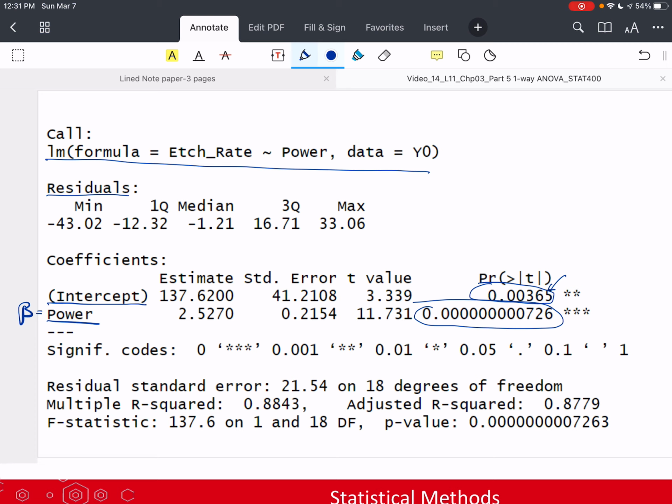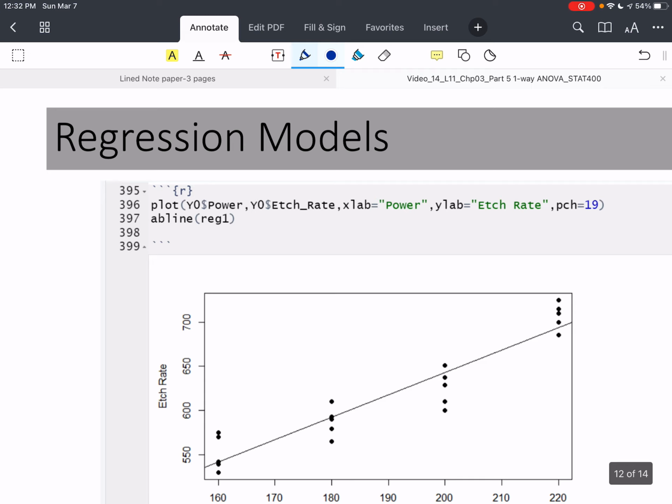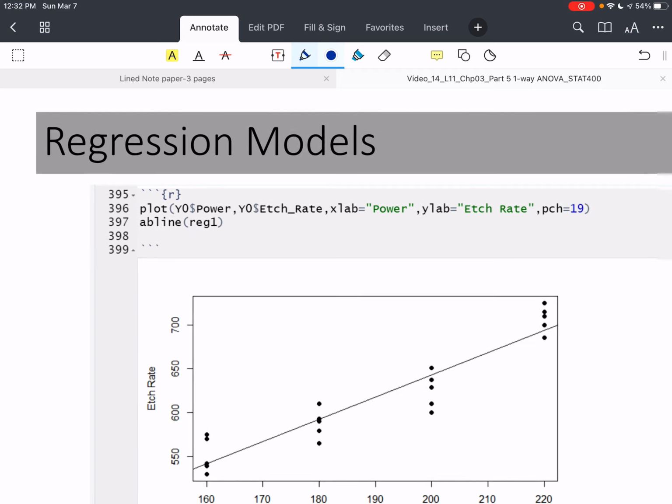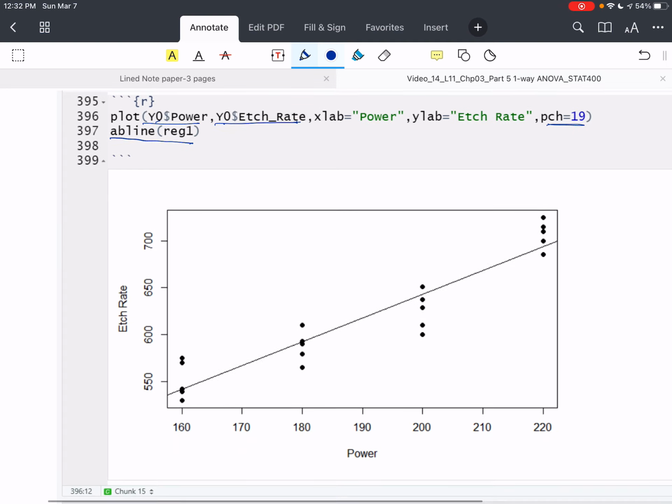Okay, so it says that the data are linearly related, but let's take a look at some plots. So what I did here was I plotted this power and etch rate. Power is X, etch rate is Y. Change the labels, and this is for the type of dot that we have there. And then I put the abline, which was for regression 1. So this is the best fit line through these points.